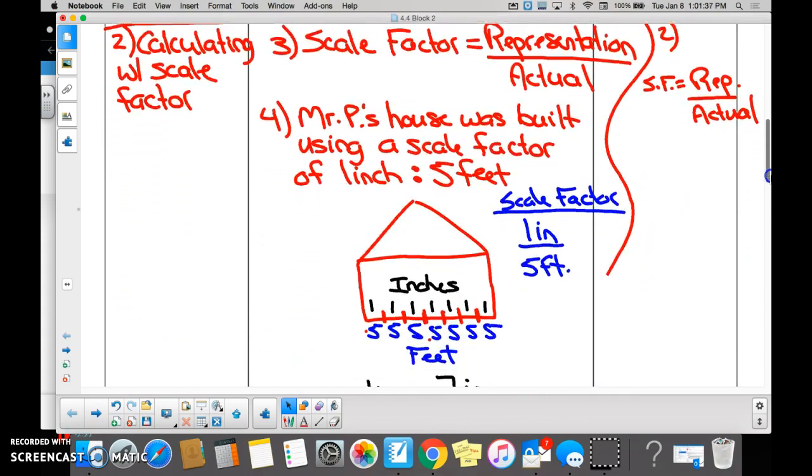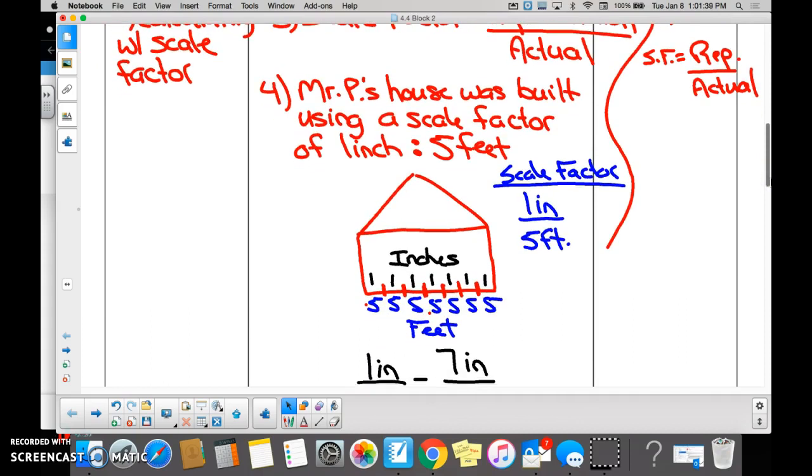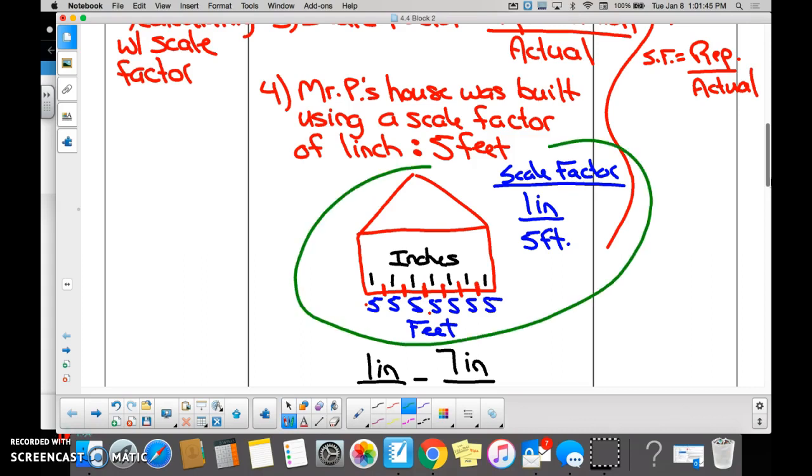Here is my house. So when I met with my builder, this is what he showed me. He said, Brent, Kara, here's your house. And I said to the guy, how wide is my house? And the guy said, figure it out yourself. He said, your scale factor is 1 inch of drawing represents 5 feet of real.